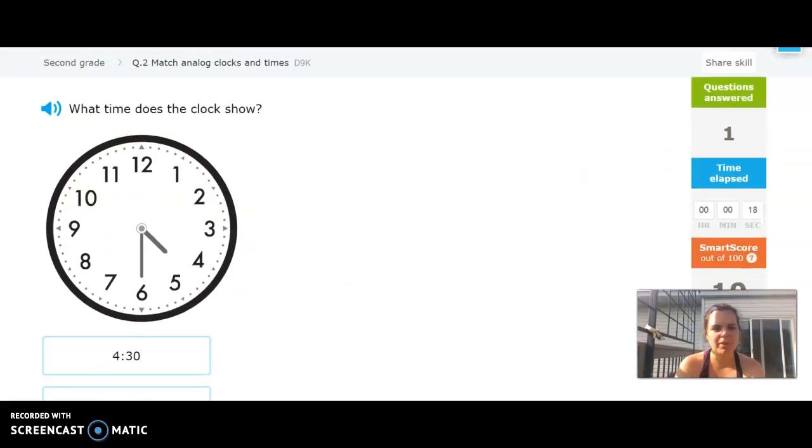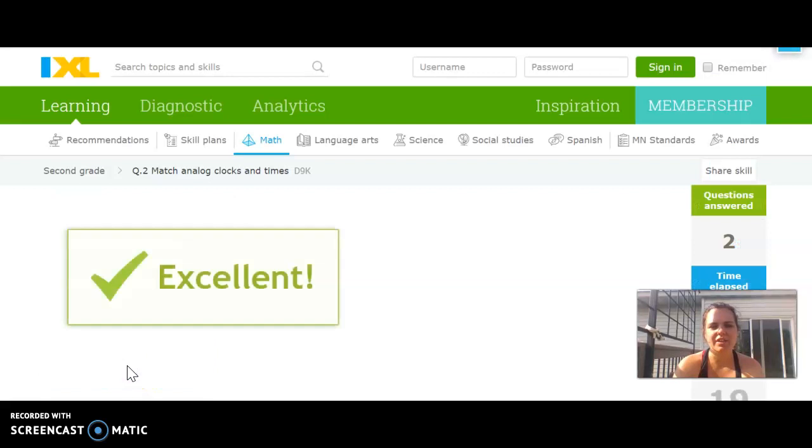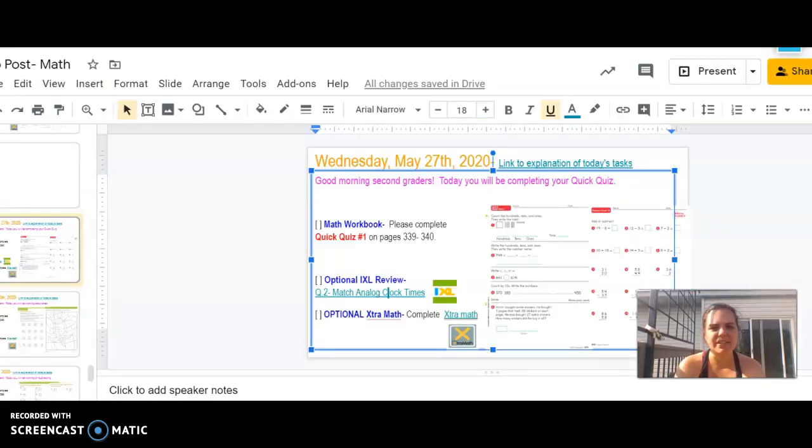Okay, and the hour hand is the short hand. It's between the 4 and the 5. It's not 5 yet, so remember you can't say you're 5 years old yet. It's still 4, and then 5, 10, 15, 20, 25, 30. 4:30. And then continue on with your IXL.